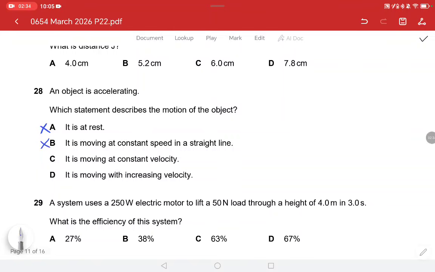And then it's moving at a constant velocity. If it's constant velocity, again, there is no change in velocity, so it's zero acceleration. So it's not C. Then the answer is, of course, D. It's moving with increasing velocity. If it's increasing velocity, we call this acceleration. And you should also know that we have deceleration when the velocity is decreasing. So the answer is D.